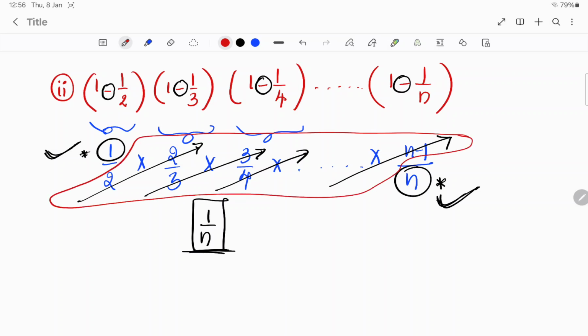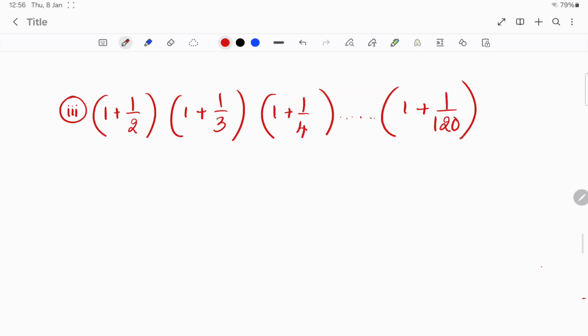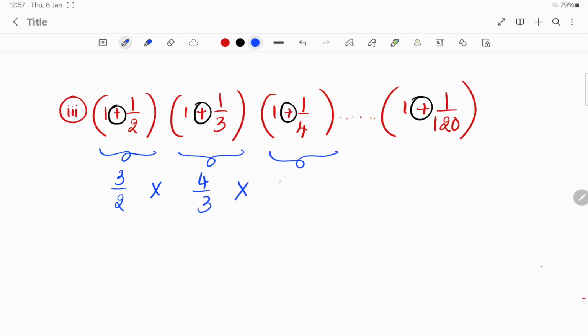Okay. So if it is a positive sign in the question, what will happen? Similar question, positive sign. Let's see. Okay. So this is the third question, similar question. But here there is a positive sign. You can observe here. Positive sign. So what will happen? Let's analyze first. First term 2 is the LCM, 2 plus 1, 3 by 2. Second term 3 is the LCM, 3 plus 1, 4 by 3. Third term 4 is the LCM, 4 plus 1, 5 by 4. So on. The last term 120 is the LCM, 120 plus 1, 121.